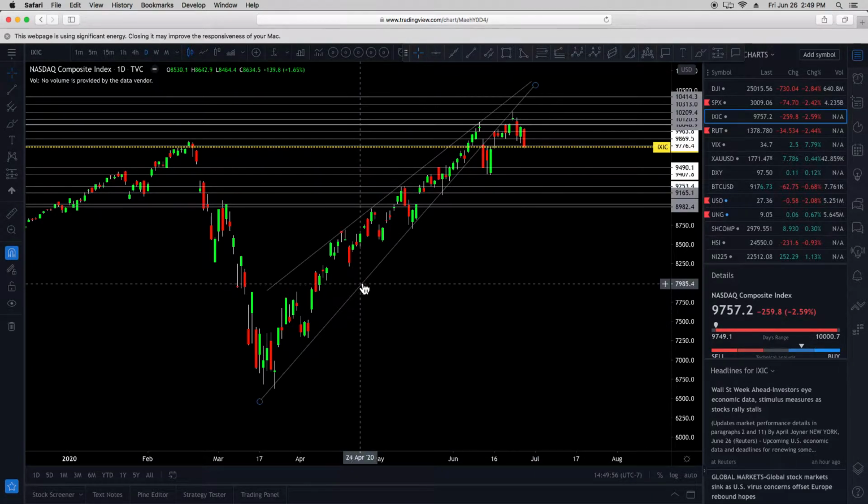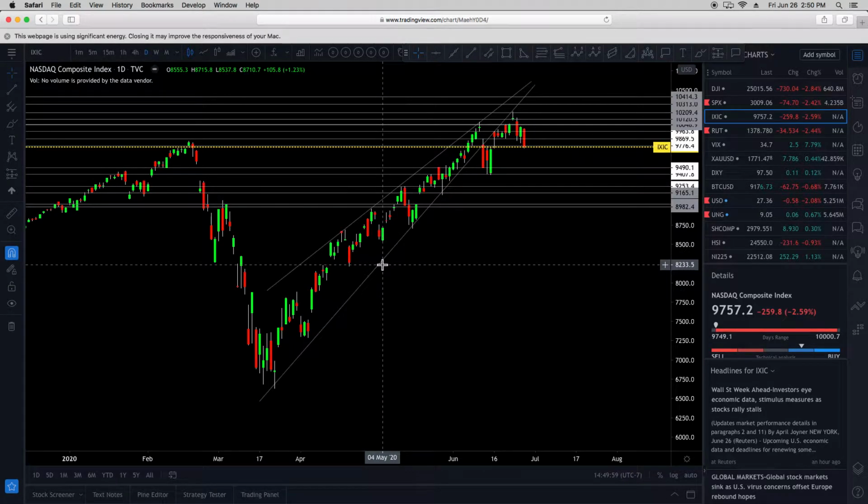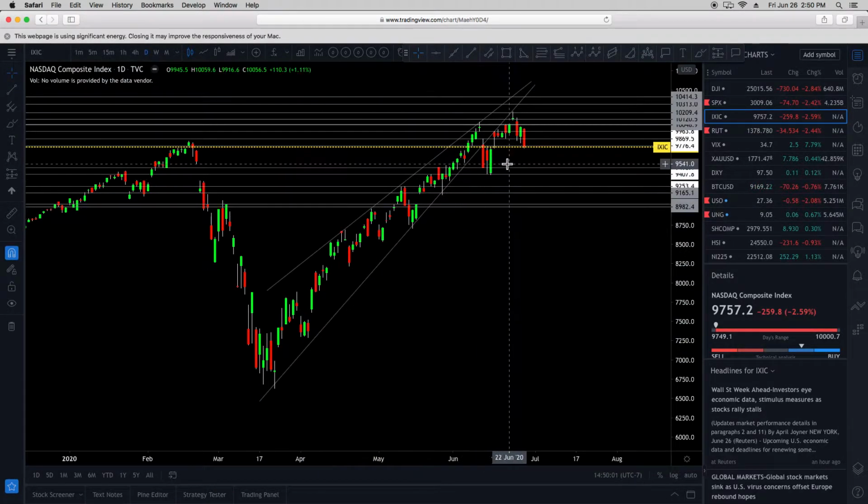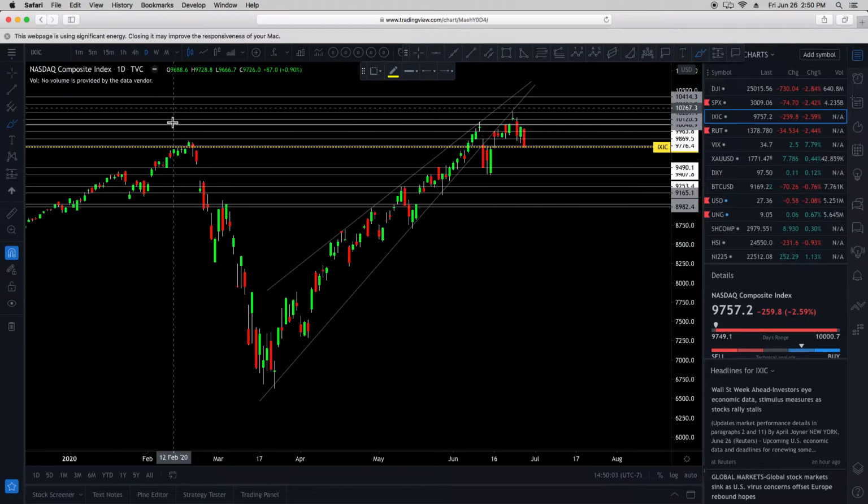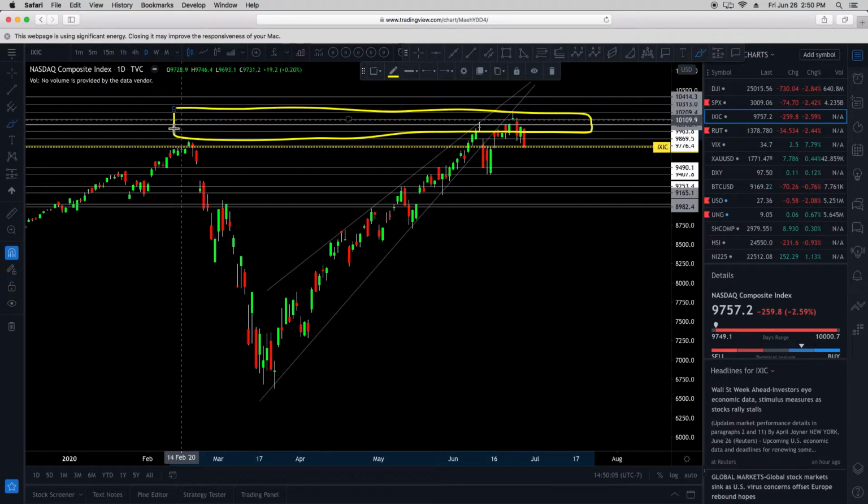Right? So again, for technical analysis, to have less FOMO, what are we going to expect here? Well, this is the all-time high of the Nasdaq, this range right here. So basically 10,000 to 10,200, 10,000, 10,100, 10,200.